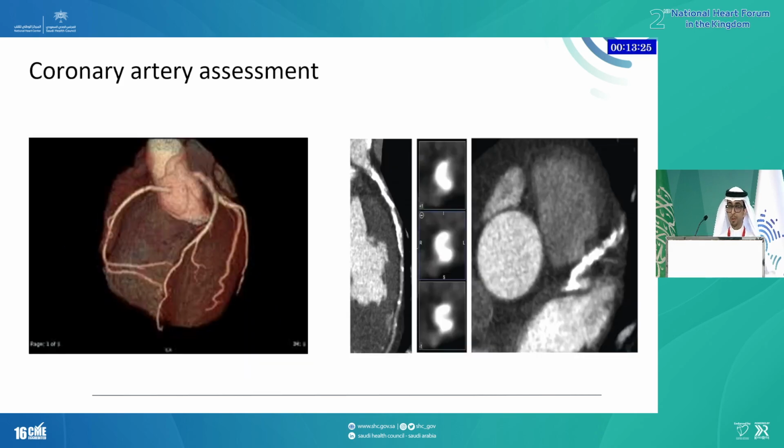Then you have to assess also the coronary artery. Unfortunately, those people with severe aortic stenosis usually have severe calcification of the coronary artery, but at least if you are able to exclude significant disease in the left main and the proximal main arteries, it will be enough to delay the diagnostic coronary angiogram until the time of the TAVI procedure.